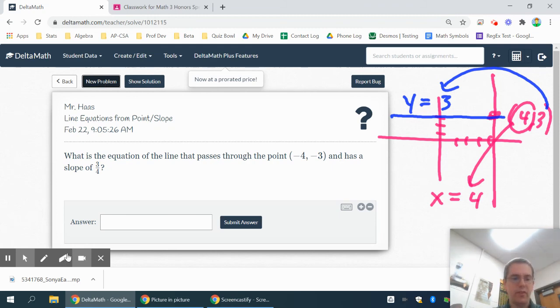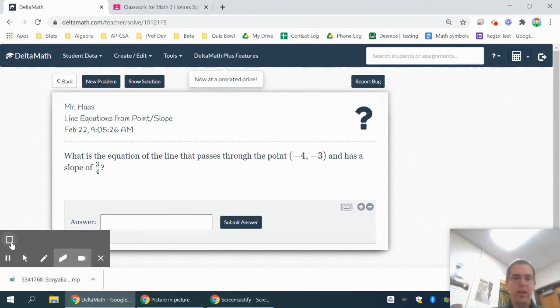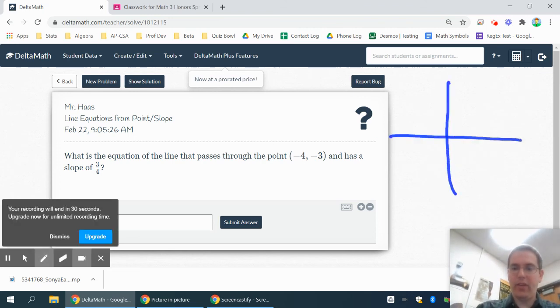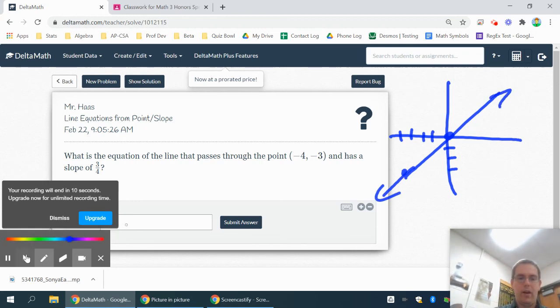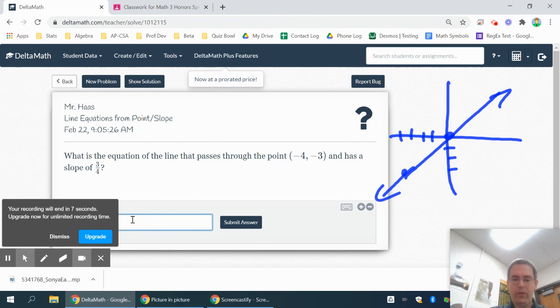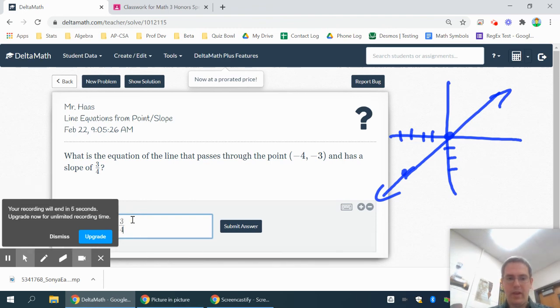Okay, this one is a point of negative 4, negative 3 and a slope of 3/4. It's not a bad idea to sketch that. So negative 4, negative 3, and then slope up 1, 2, 3, and over 1, 2, 3, 4. Sometimes you get too lucky, you figure out the y-intercept is 0. So that would be y equals, put the slope in front of the x, plus 0. No need to even type that in.